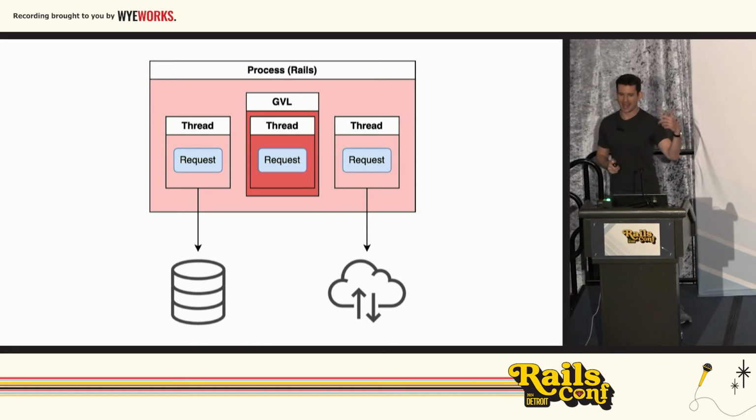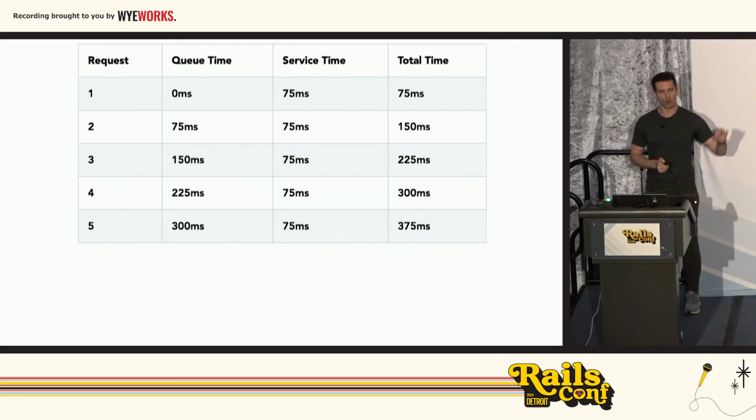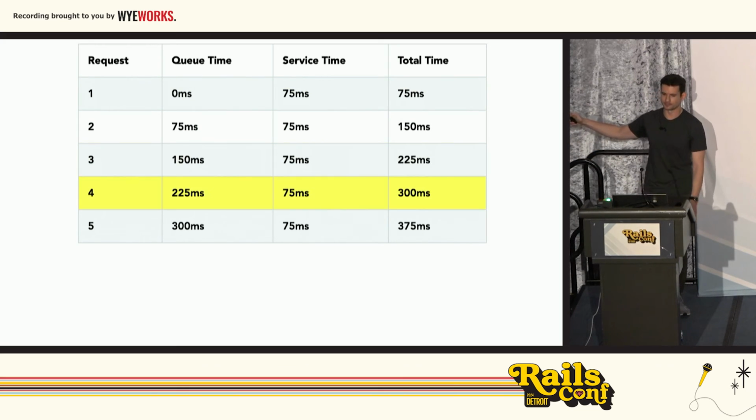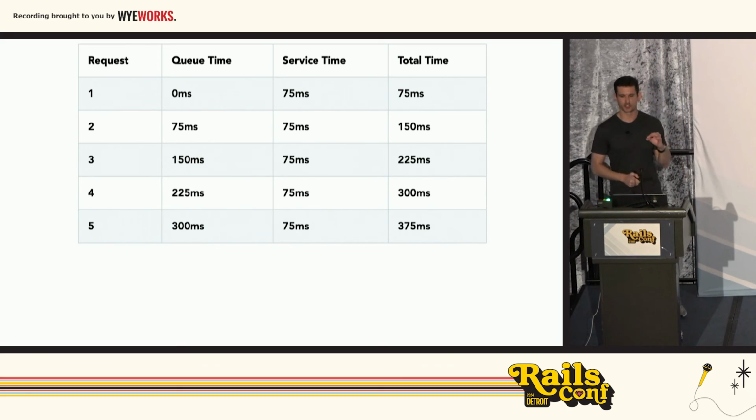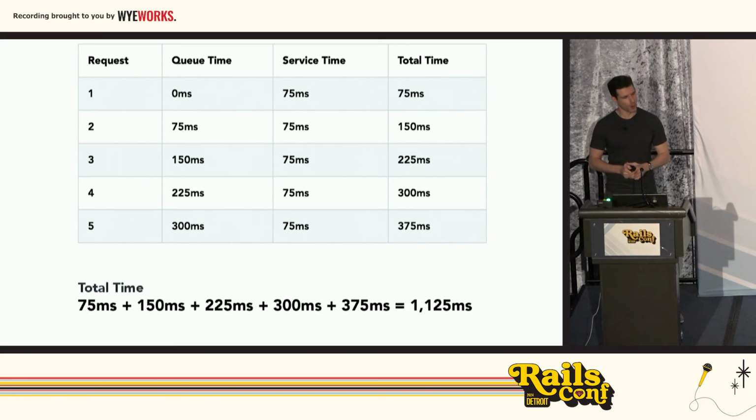traffic pattern being handled by one process running a single thread. When a set of requests arrive at our server running one process with a single thread, each request is processed serially, one after the other. And every request but the first spends some amount of time in the request queue. In this example here, our total time to process those 5 requests lands at a little over a second.